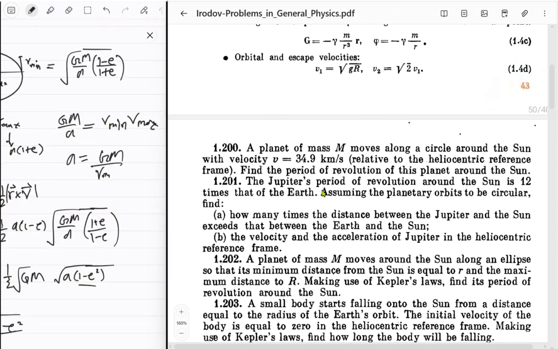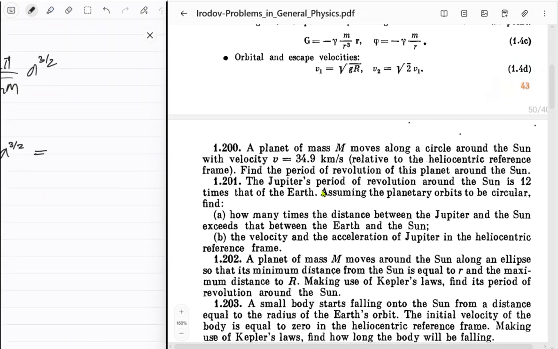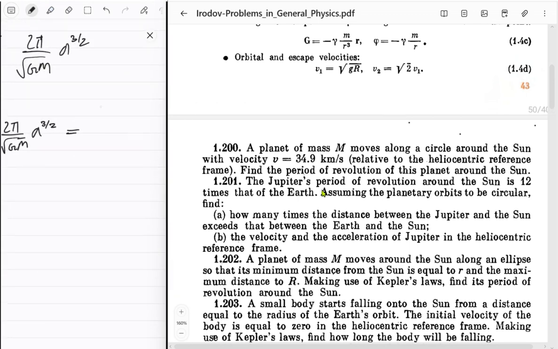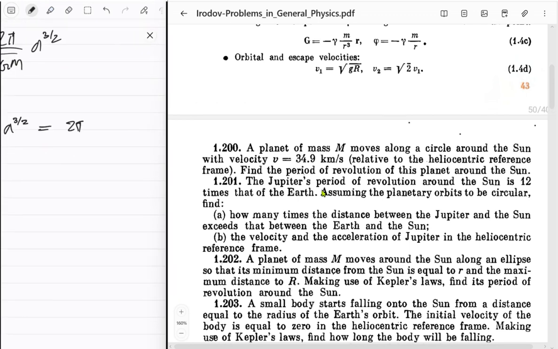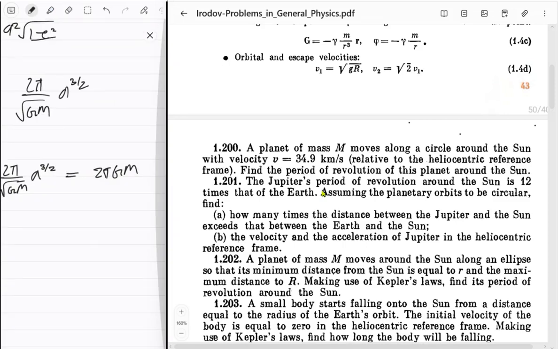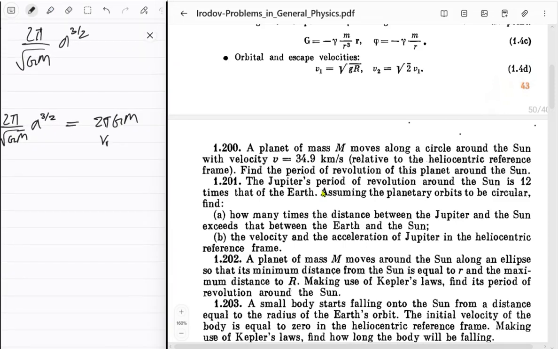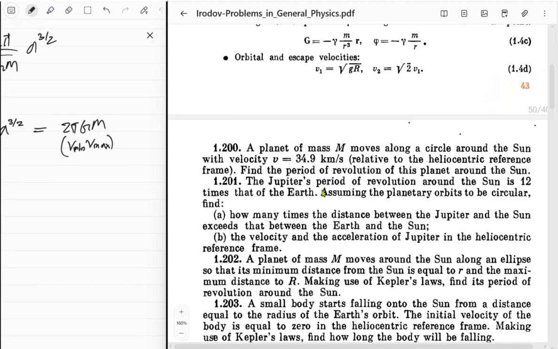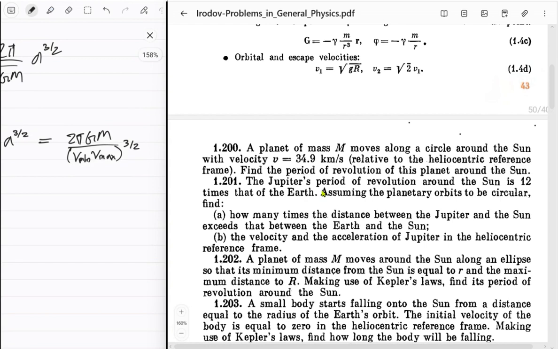Okay, sure. So putting that in, we just get 2 pi GM to the power 3 upon 2, upon v min v max to the power of 3 upon 2. Hopefully it's going to work out. Okay, that is a nice formula we got over there.